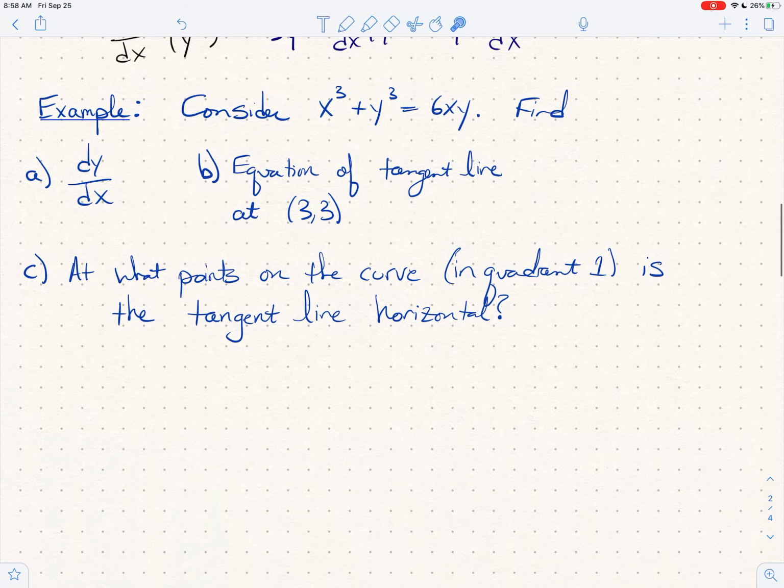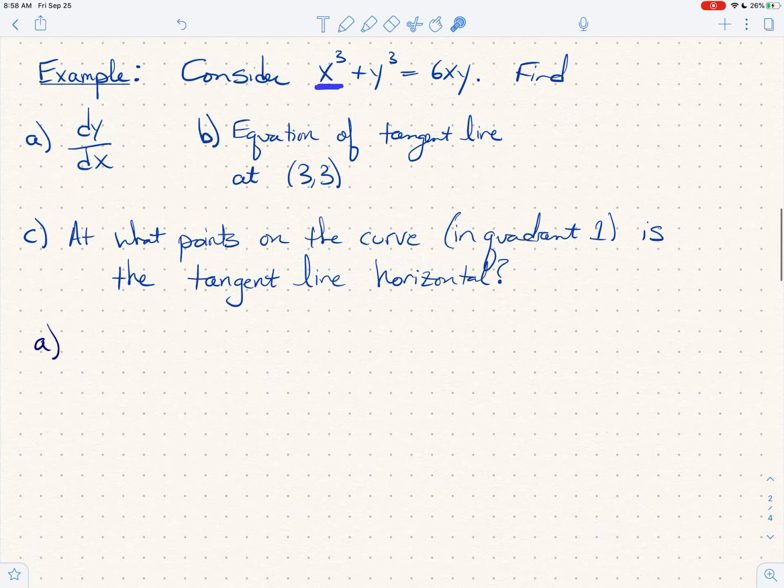So let's dive into part A and see if we can work this out. On the left side, nothing too crazy happens. You just take the derivative of x cubed, which you know is 3x squared, plus the derivative of y cubed. We just did this. You know you're going to get a 3y squared dy dx equals. It's the right side where things begin to get a little more crazy.